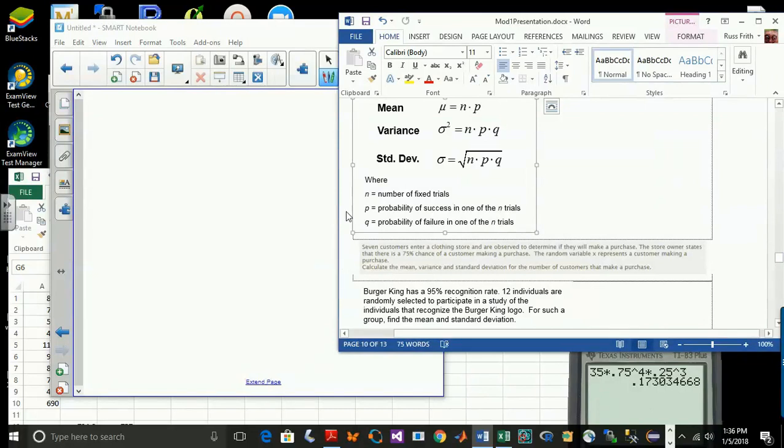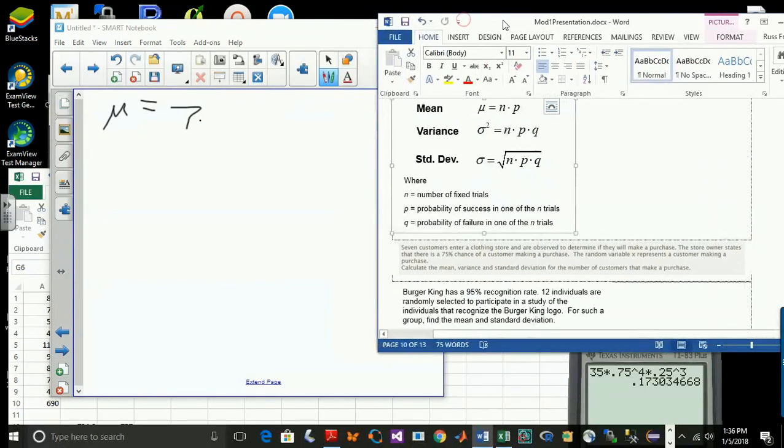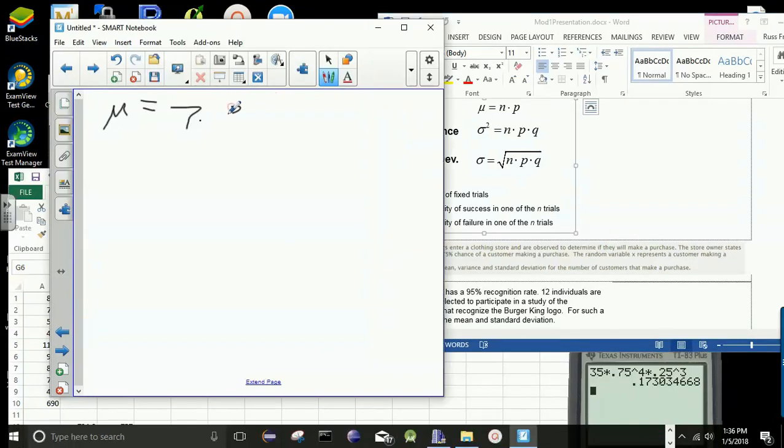All right, so the first thing is we want the mean. So the mean of the population, which is 7. Okay, so n is 7, right? Is that how many? Let me check. Yeah, 7. And then the probability of success is 3/4. So the mean is 21 over 4, which is 5.25. Okay. And what else?